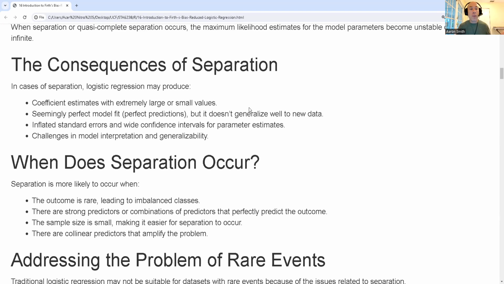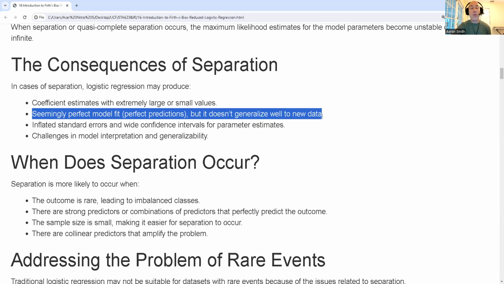Now, the consequences of separation: coefficient estimates can be extremely large, or I should say extremely large in magnitude, it could be positive or negative. We can get what looks like a perfect fit, but it doesn't generalize well. Like we fit our training data and then everything just goes to crud. Everything's perfect on our training data, but goes to crud when we put it on our test set.